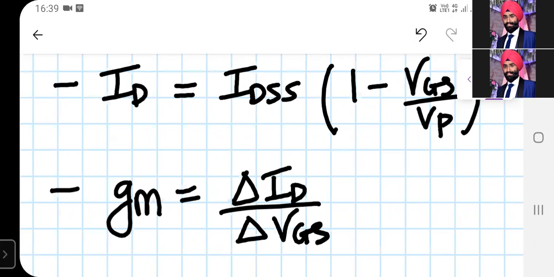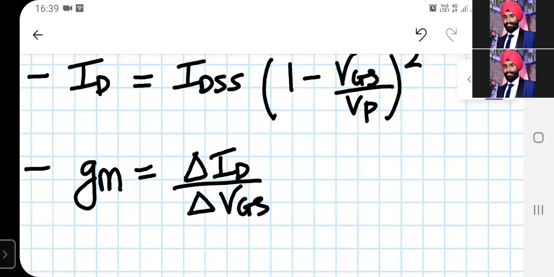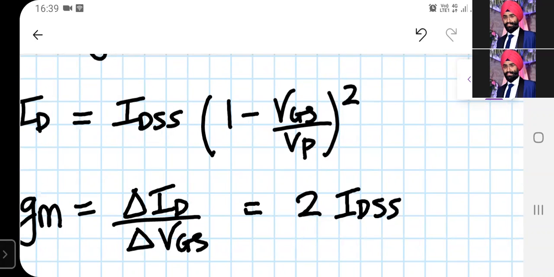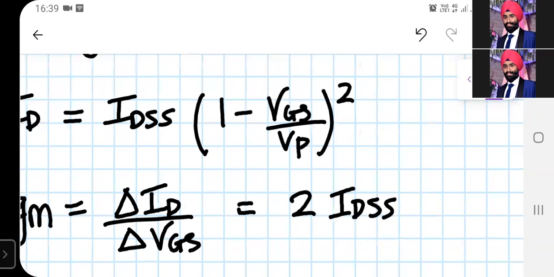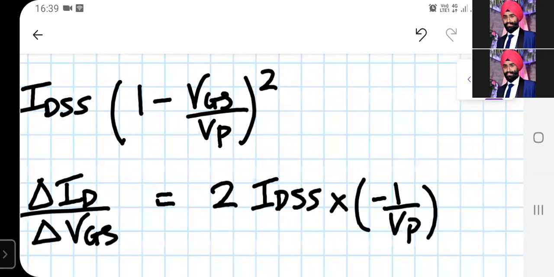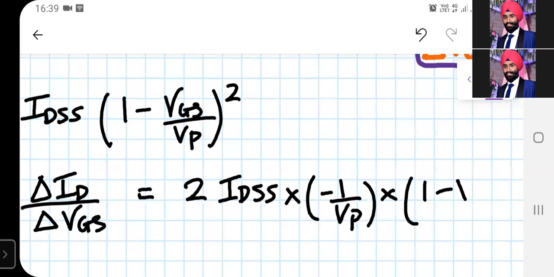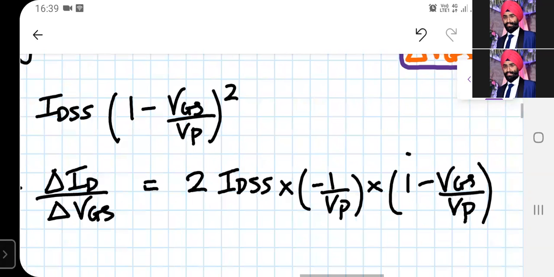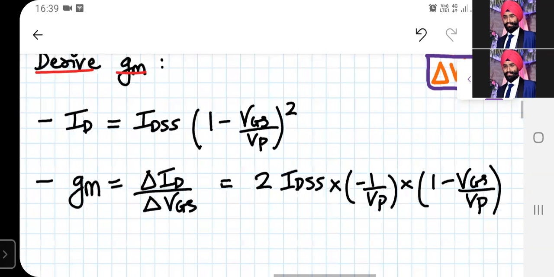So we have to differentiate the above expression with respect to delta VGS. Okay, so what do we get if we differentiate the above expression? You'll get twice IDSS, and minus 1 upon VP will be outside. It's a constant, right? Into 1 minus VGS upon VP. Okay, everyone agrees to this? We are differentiating this equation with respect to VGS.